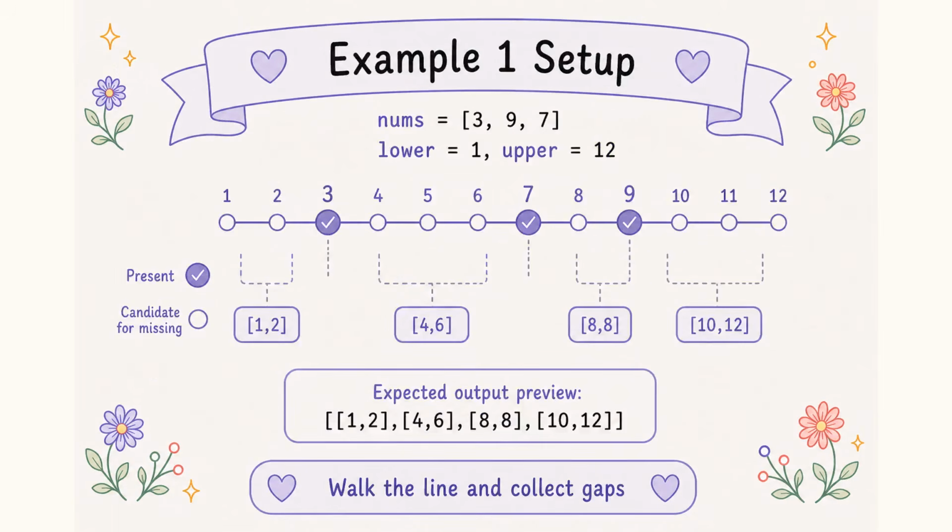Example 1 setup. Nums is 3, 9, 7. Lower is 1, upper is 12. On the number line from 1 to 12, 3, 7 and 9 are present. Everything else in that range is a candidate for missing. The expected output is ranges 1 to 2, 4 to 6, 8 to 8, and 10 to 12.